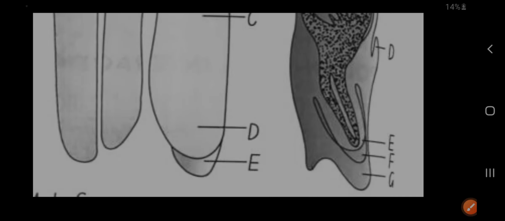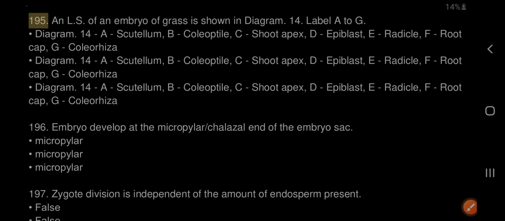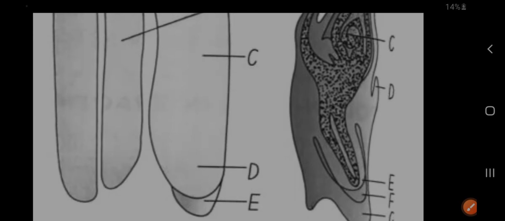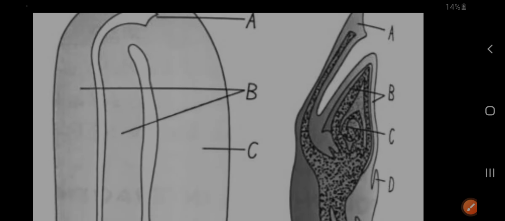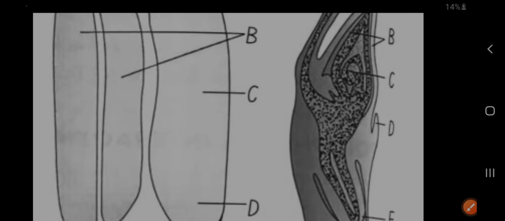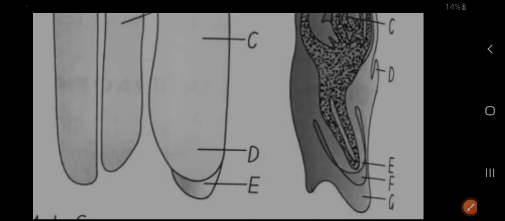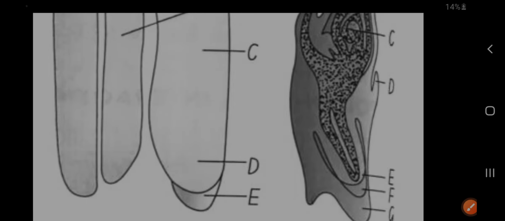195. An LS of an embryo of grass is shown in the diagram. 14. Label A to G. Diagram 14: A, Scutellum. B, Coleoptile. C, Shoot apex. D, Epiblast. E, Radicle. F, Root cap. G, Coleorhiza.